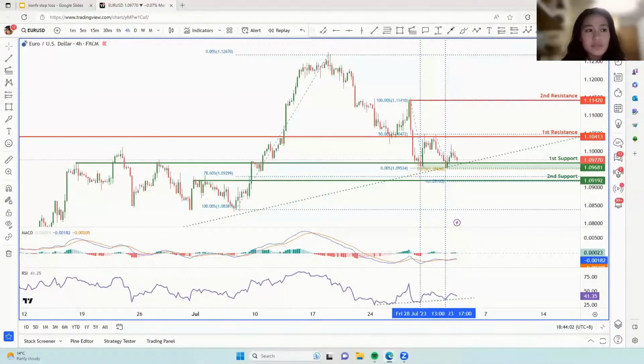Okay, let me know if you guys have any other questions. Okay, if not, I think we can move on to our next chart. Let's go ahead and take a look at gold.